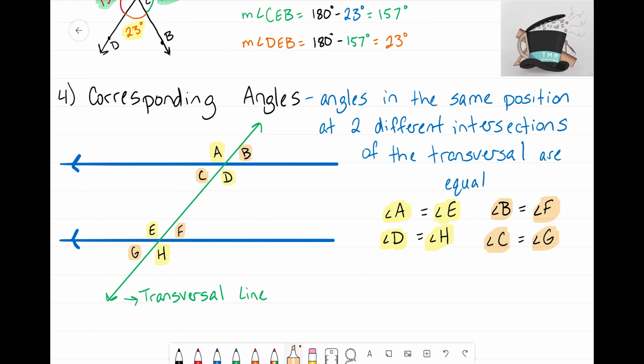So that is what corresponding angles are. They are, again, angles in the same position, but at different intersections. Corresponding angles are always equal to each other if, and here's the big if, the two lines are parallel. If those lines were not parallel, then we would not be able to say that they are equal and corresponding. This only applies when you have two parallel lines.